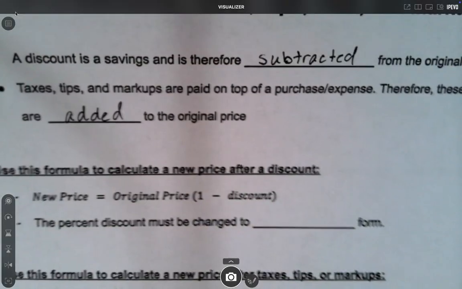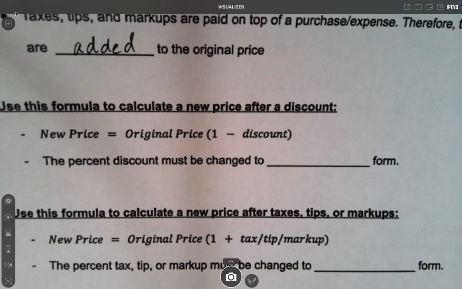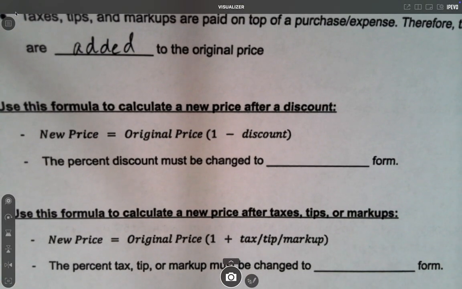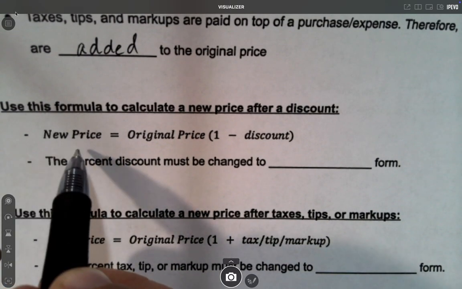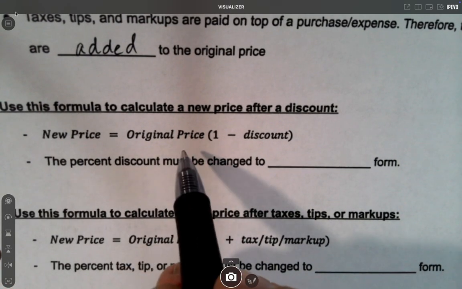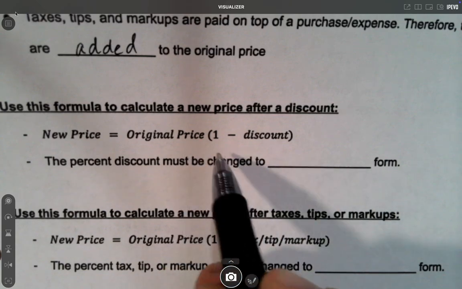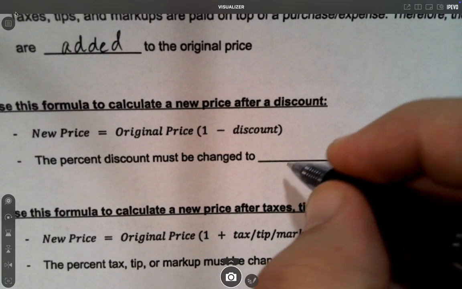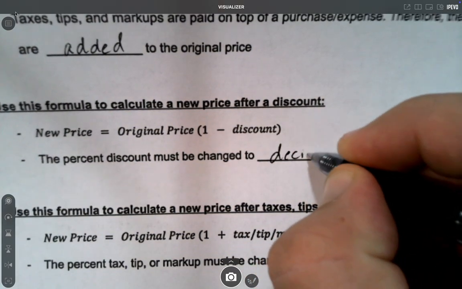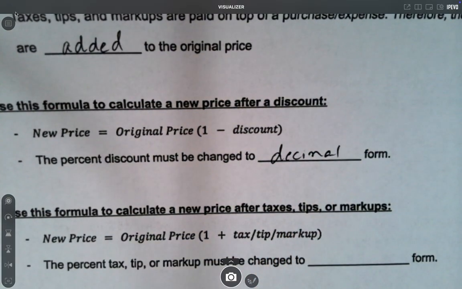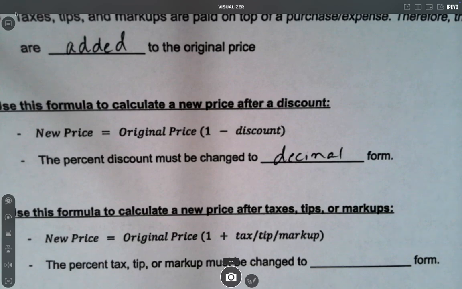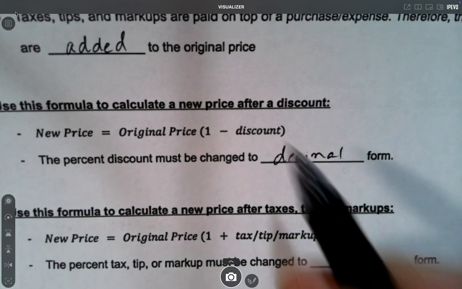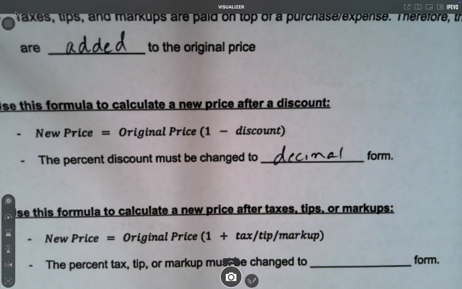So this is the formula we'll use to calculate a new price after a discount. To find the new price, we'll do the original price and multiply by 1 minus the discount. But the discount does have to be changed into decimal form. So if it's 25% off, then we'll plug in 0.25 for the discount.